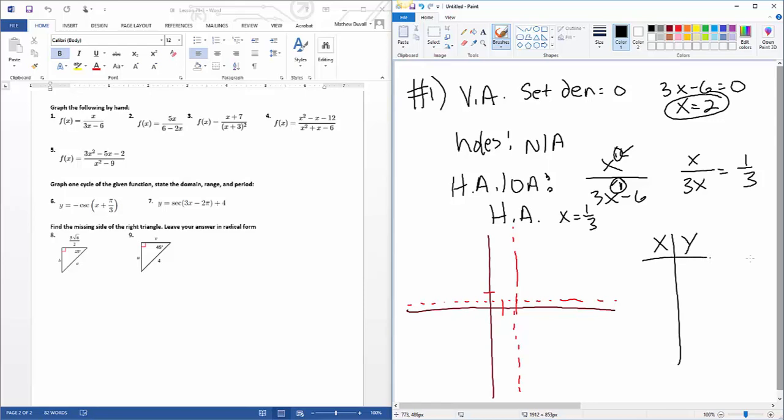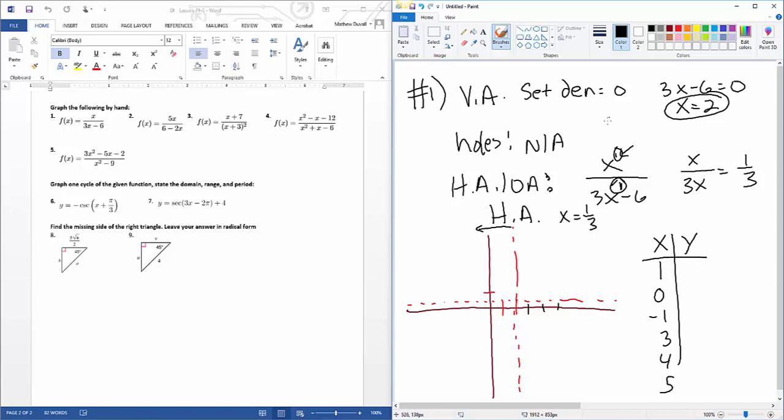And I want to pick values, notice my cursor, on this side of the vertical asymptote, like 1 and 0 and -1. And then I could pick values on this side: 3, 4, and 5. Because those are going to give me values to see what the graph looks like on each side. And so those are the values that we're going to want to pick. And you take them and you plug them into your function.